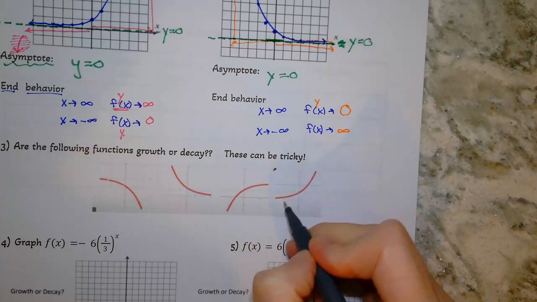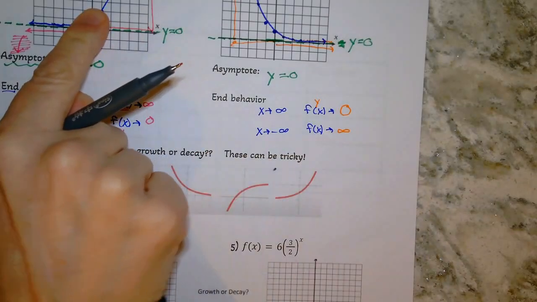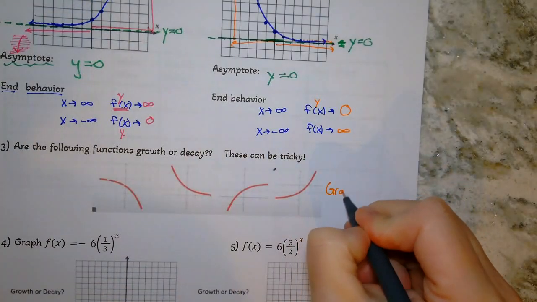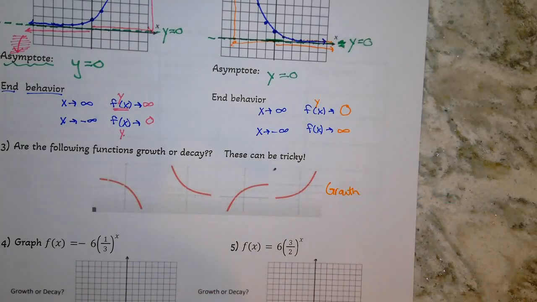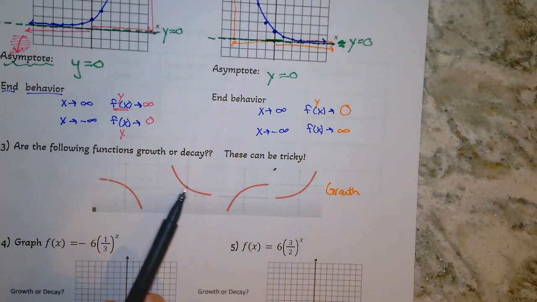All right, I would say this is very obvious growth. It's starting low and going up. It looks like our growth that we've talked about. And I would say this is an obvious decay. It looks similar to this graph up here, right? Starts high, goes low.